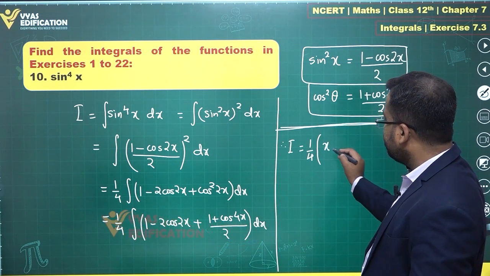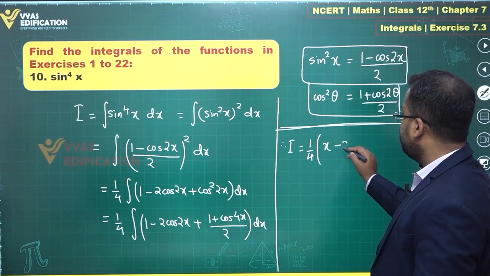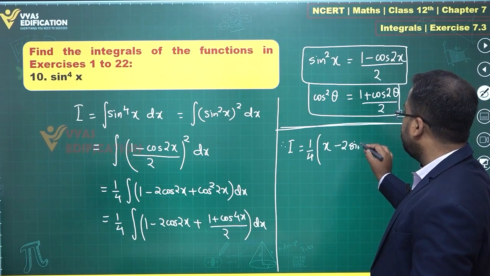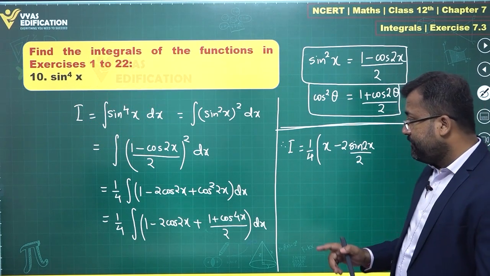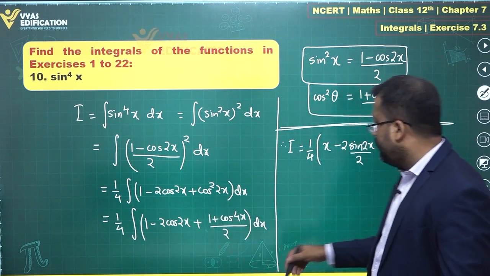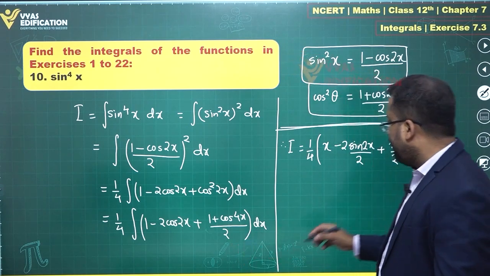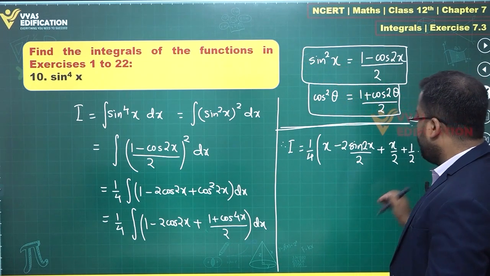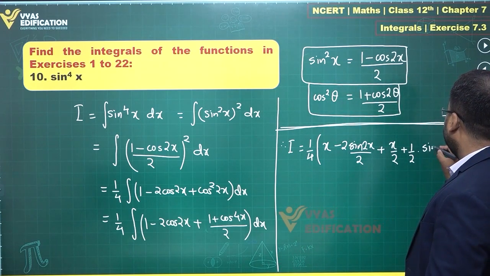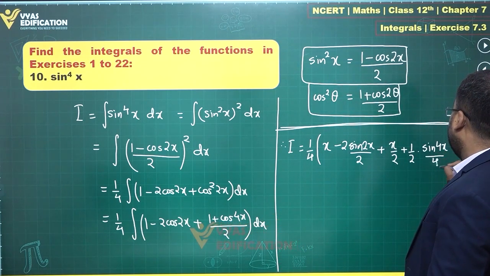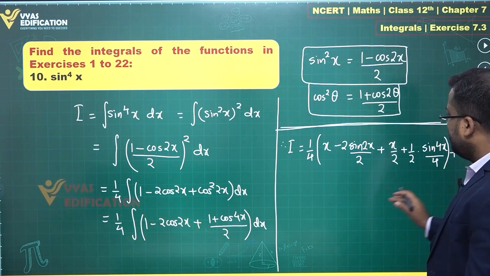The integral of 1 is simply x with respect to x. This is the integral of cos 2x, minus 2. The integral of cos 2x will be sin 2x, and you have a 2 in the denominator because of this 2x. Plus you have 1 by 2, this becomes x by 2. Plus you have a 1 by 2 already there, and you want to integrate this cos 4x. The integral of cos 4x will be sin 4x upon 4. And you have a constant of integration. So these are the terms that I'll be getting.